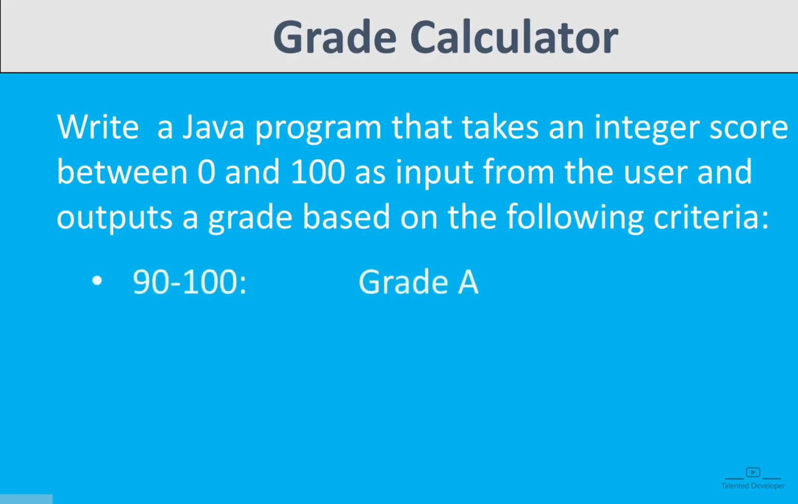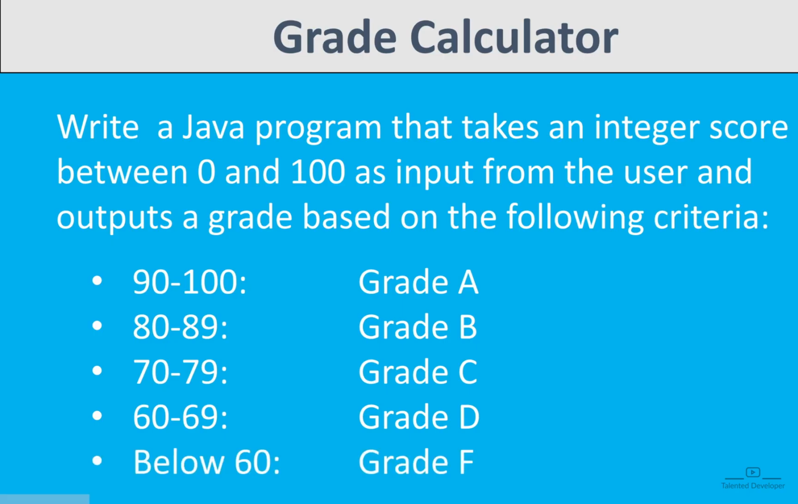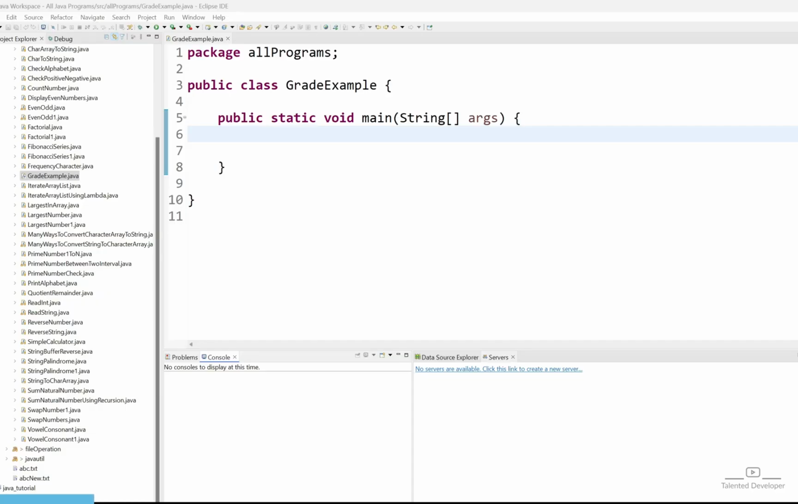So if the score is between 90 to 100, that means we have to print the message like grade A. If someone scored between 80 to 89, then we have to print the message like grade B. Similarly, if someone scored less than 60, that means we have to show grade F. So this is the condition. Now we have to write the code.